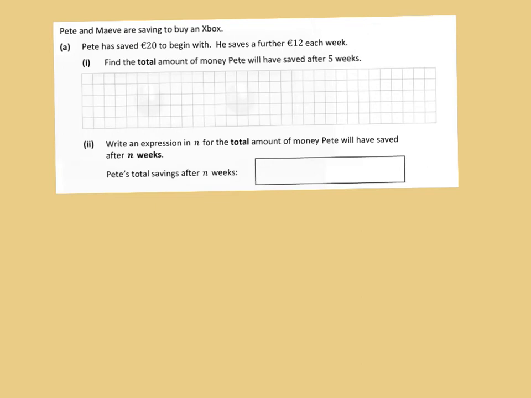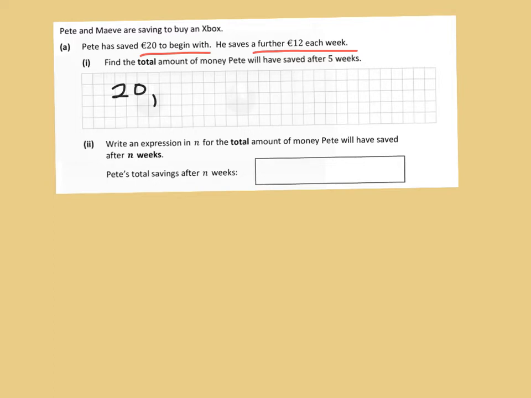Okay, so here is a typical exam question where they've asked about time. So we have Pete and Maeve are saving to buy an Xbox. Pete has saved €20 to begin with. So that's key information, €20. He then saves a further €12 each week. So it might help here, find the total amount of money Pete will have saved after 5 weeks. It might help here for you to do your start point, which is 20.